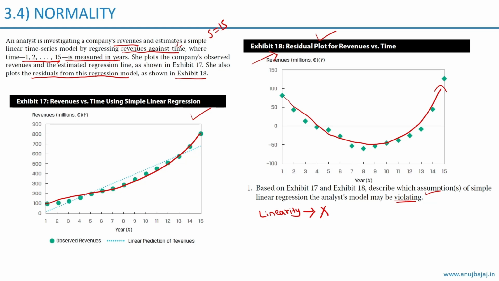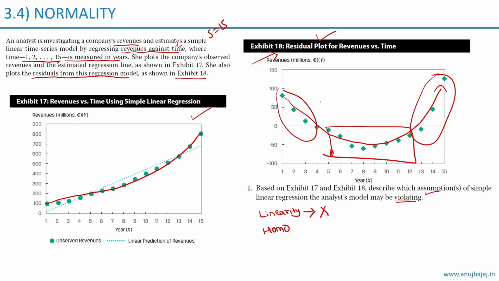The second assumption is homoscedasticity. From the residual plot, it is visible that the variance of the residual term for this regime is different from the variance of the residual term for this regime. So there are two distinct regimes as far as the variance of the residual term is concerned. So we can conclude that the variance is not similar across all the observations. Hence, the second assumption is also violated.